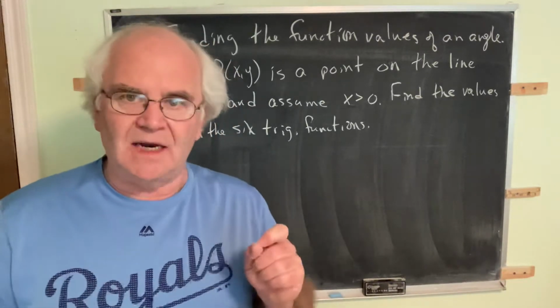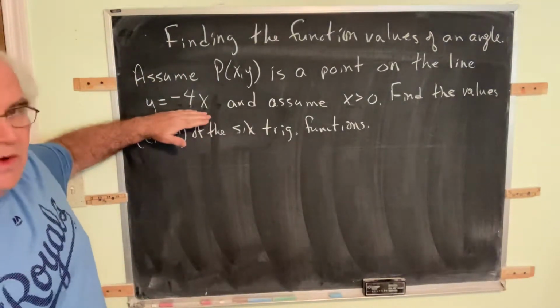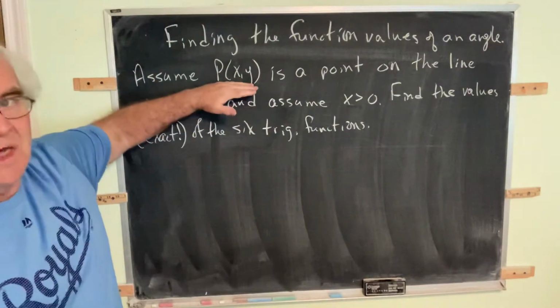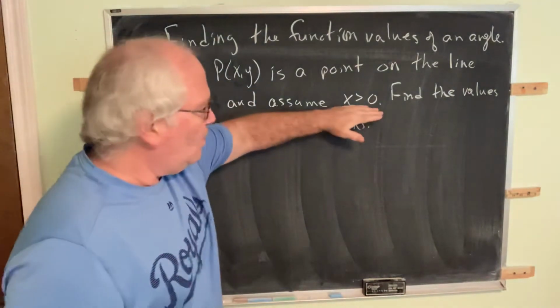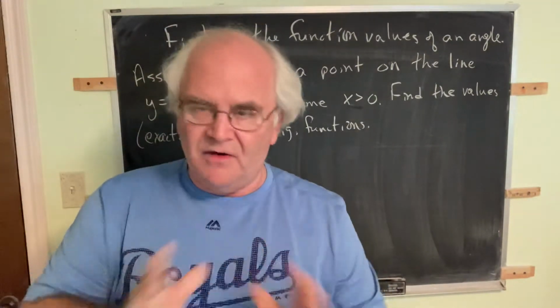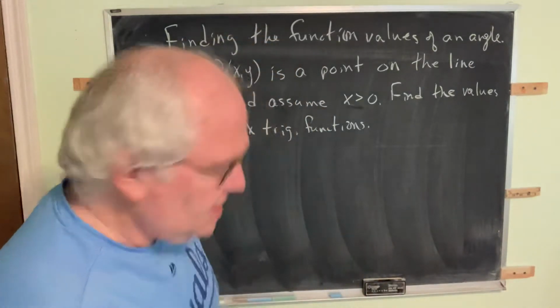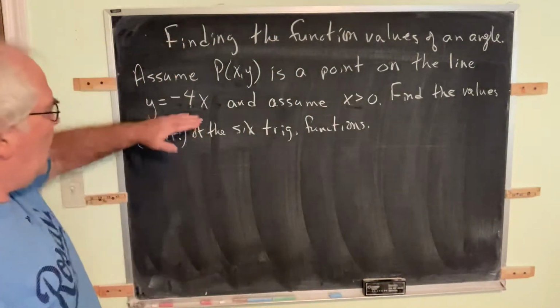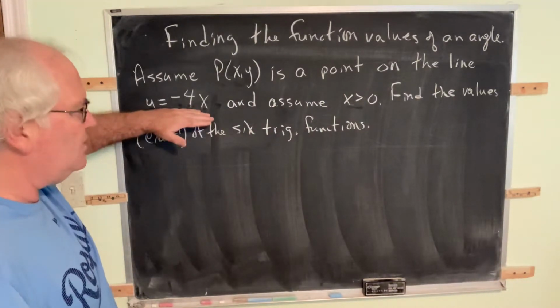We know that x is not allowed to equal 0 because that would correspond to the origin, and the point P is not allowed to be the origin. And so we're assuming in this case x is greater than 0. The problem would be very similar if we were to assume it to be less than 0. And so we have y is equal to negative 4x. That's a line passing through the origin.